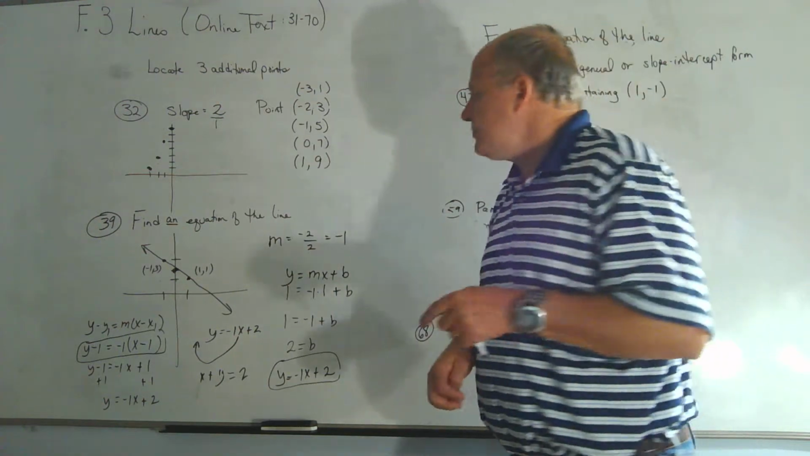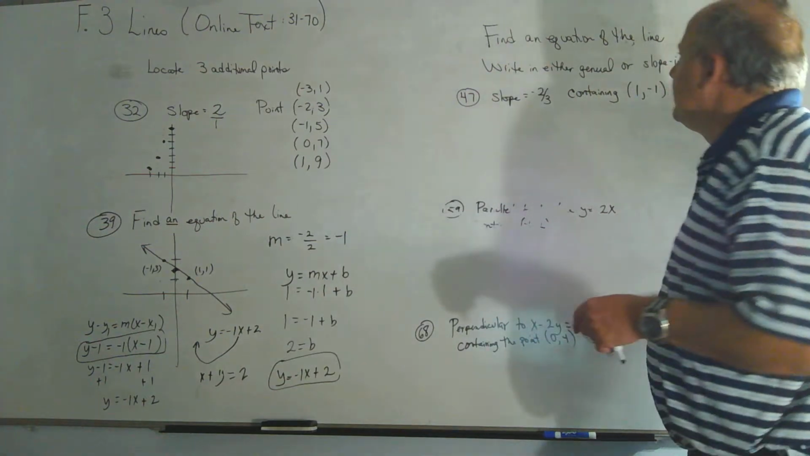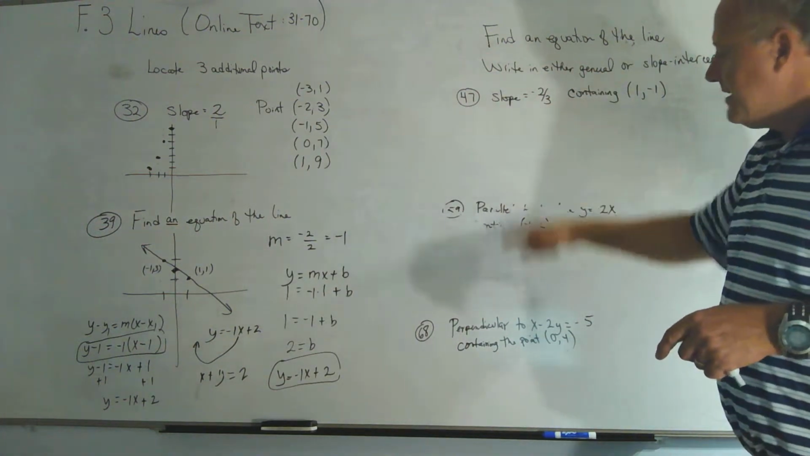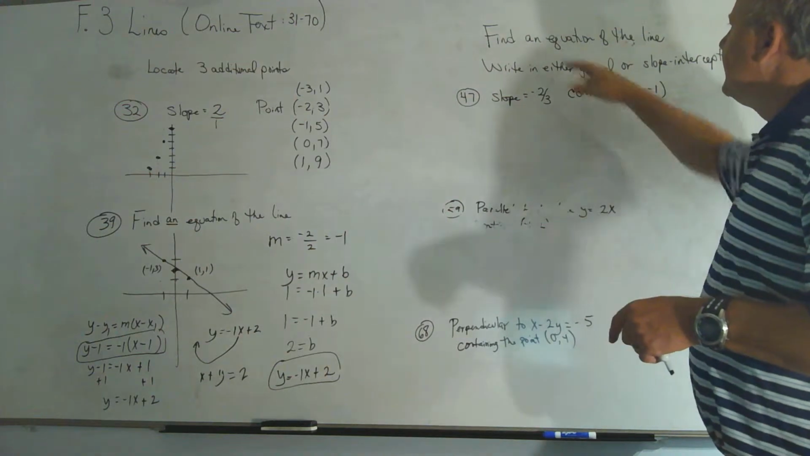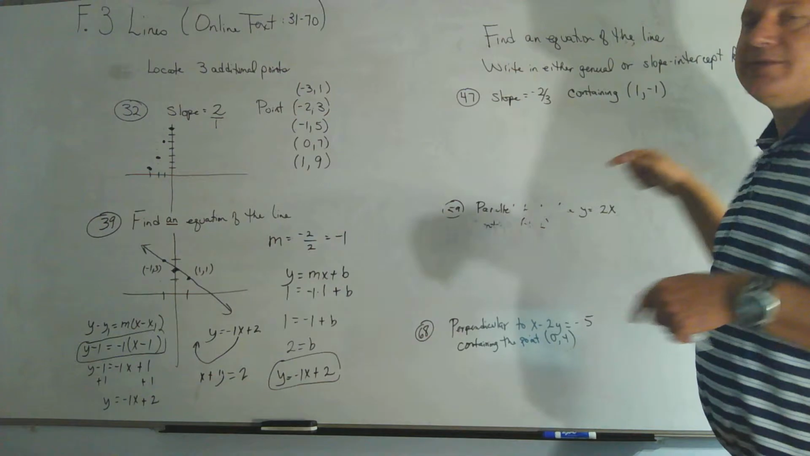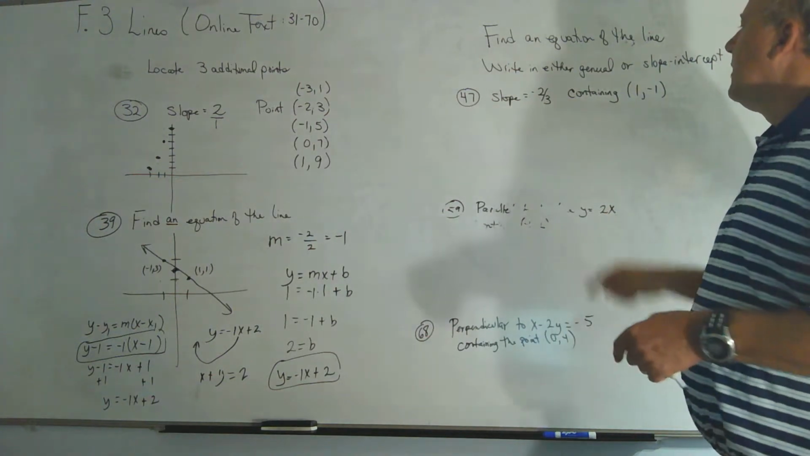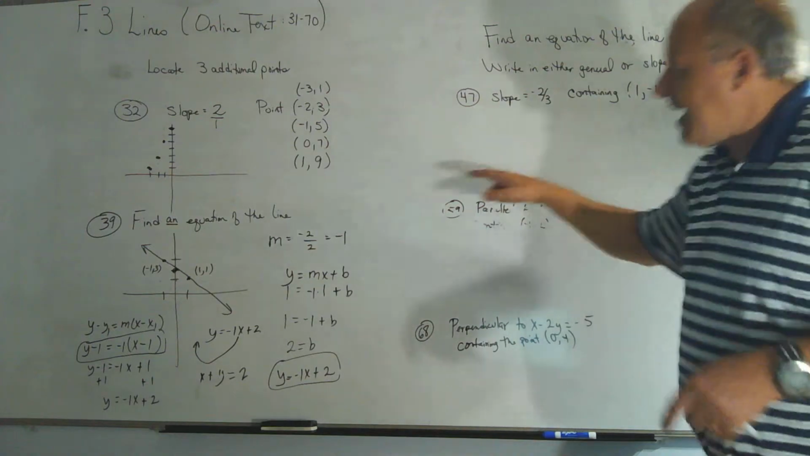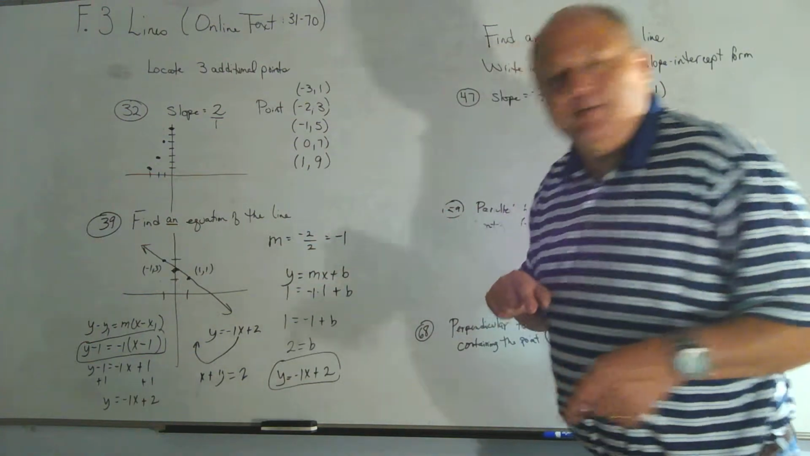So, okay. Now, this one they're a little bit pickier, because on 47, 59, and 68, it says find an equation of a line, write in general or slope intercept form. In other words, they don't want point slope form here. The slope is negative 2/3 and containing 1, negative 1. So you do it exactly like 39 works.